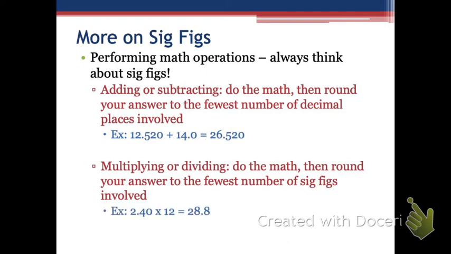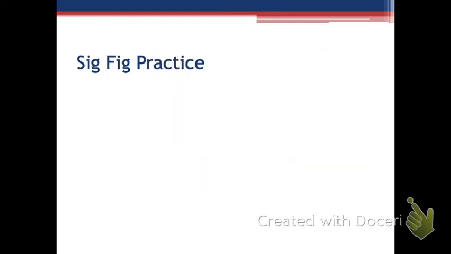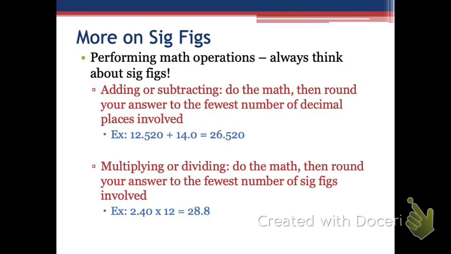I've got an example problem here listed, 2.40 times 12. And the raw answer without any rounding is 28.8. But if our rule says we have to round it to the fewest number of significant figures, let's figure out how many sig figs does my first measurement have? 1, 2, 3. And my second measurement has only 2. So my answer only gets to have 2 significant figures. So what could my possible answer be?